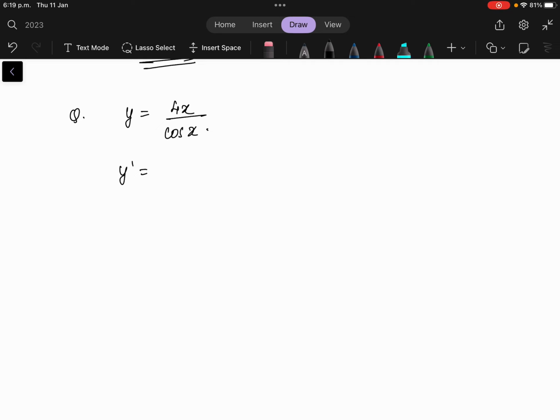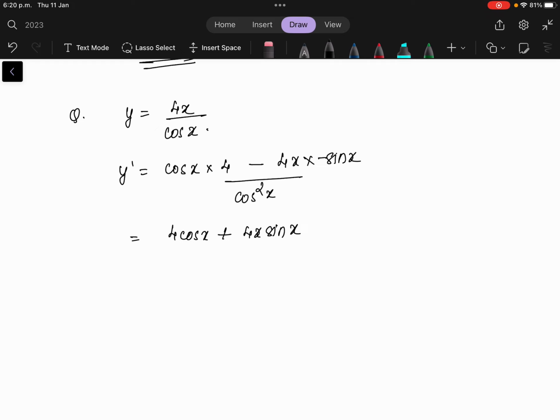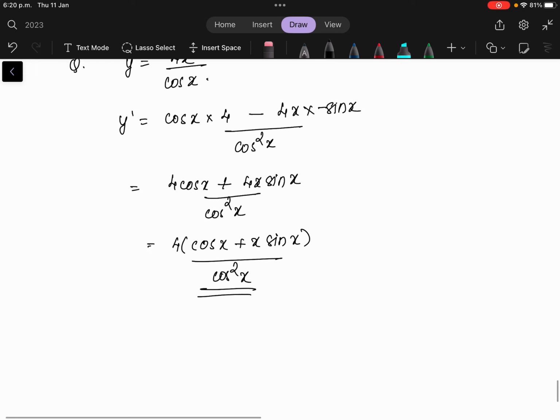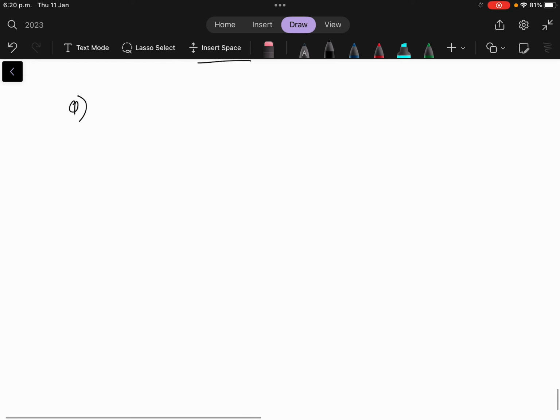Now let's look at this question. This is also the product rule. So cos x times 4 minus 4x times minus sin x, divided by cos squared x, is equal to 4 cos x plus 4x sin x divided by cos squared x. I can simplify it further: 4 times (cos x plus x sin x) divided by cos squared x. Okay, so the differentiation of trigonometric functions is pretty easy.